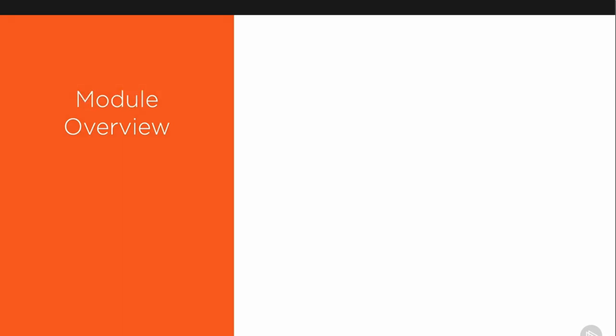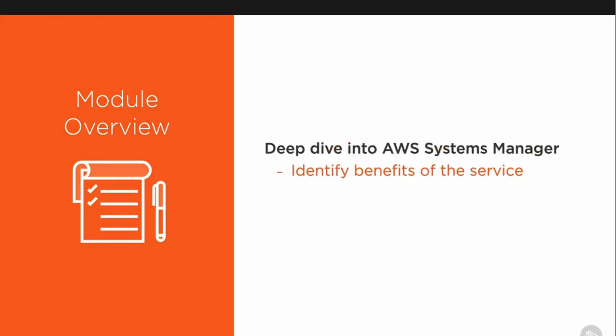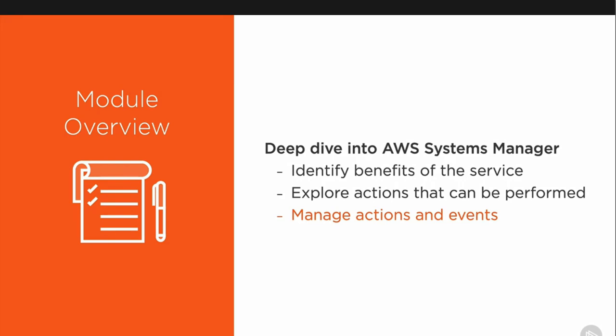So let's dive into this first module. In this module, we have a few learning objectives that we want to cover. The main overarching objective is we want to have a deep dive into AWS Systems Manager. Now, this breaks apart into three things. We're going to identify benefits of the service itself. We're going to explore actions that can be performed using the service. And then we're going to look at managing actions and events using Systems Manager. So with that, let's go ahead and break here. And in the next clip, we'll pick up by diving into why we want to use Systems Manager.